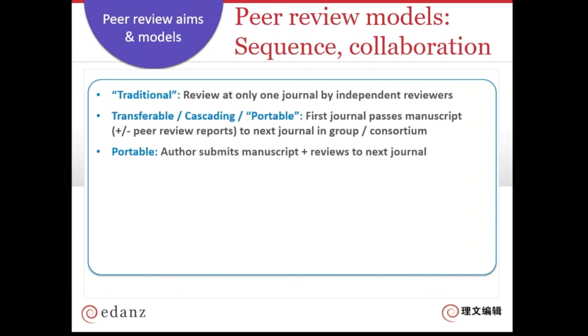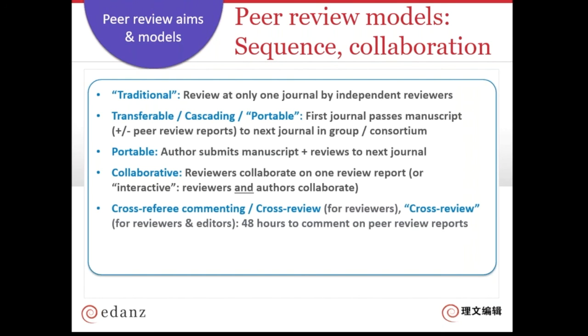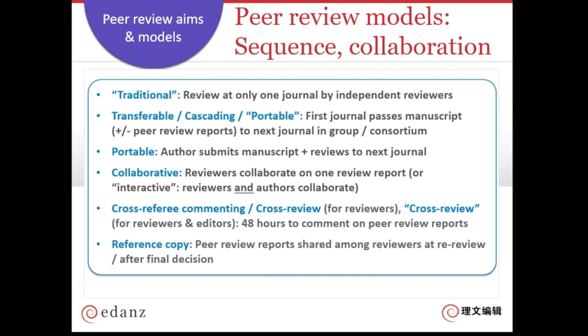Another type of portable review is where the author submits a rejected manuscript with the reviews to another journal. And collaborative review is where the reviewers will collaborate to just produce one review report, or in some cases, the reviewers and authors are allowed to engage with each other. There's also cross-referee commenting or cross-review, where the reviewers can comment on each other's review reports. And another definition of cross-review is where reviewers and editors can comment on each other's reports.